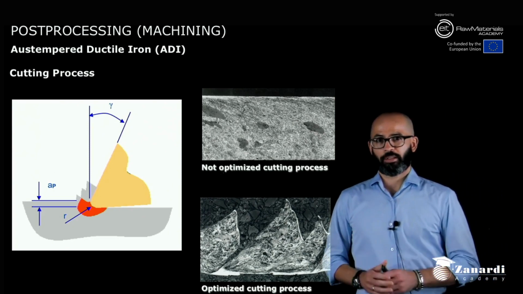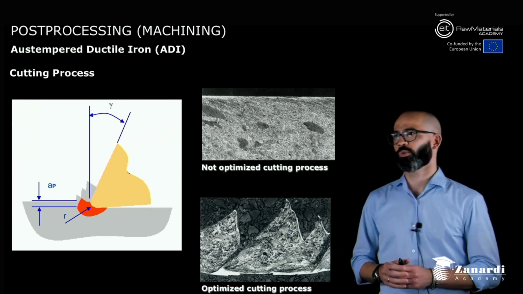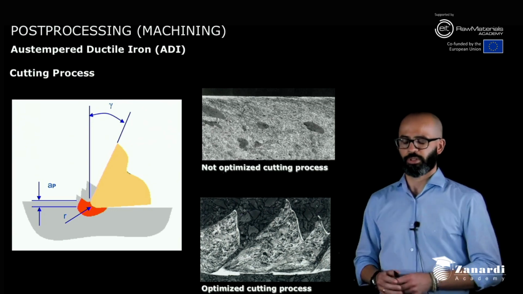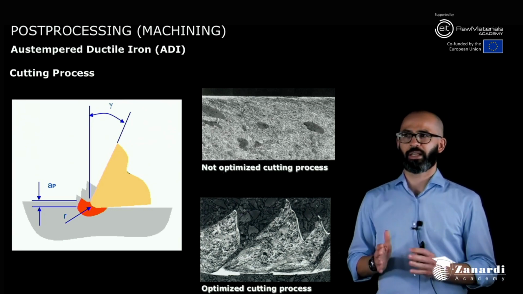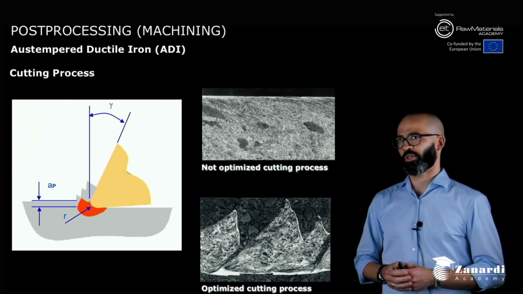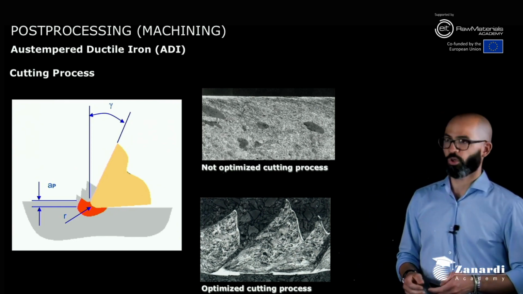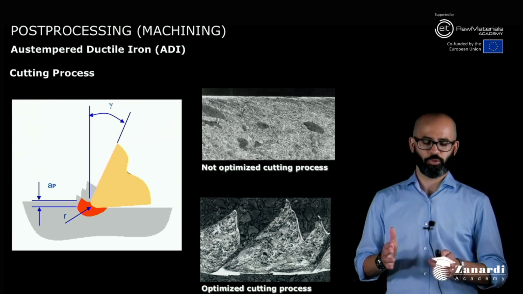In addition to the hardness level, there are some important aspects to consider to use the right cutting approach, cutting process, for obtaining the best result possible on ADI. Because ADI, as probably everybody knows, is not so common in terms of machining. Steel or ductile iron is more common. So with the right parameters, with the right approach, it's possible to machine ADI without problem.